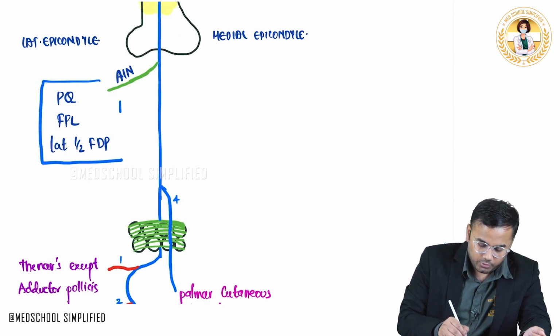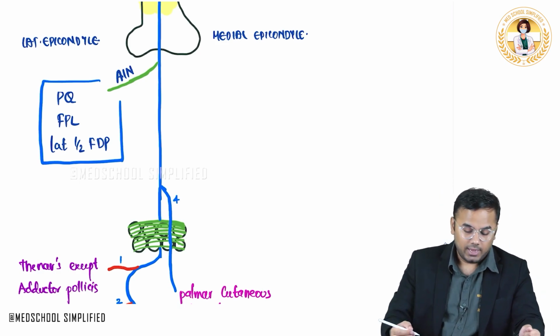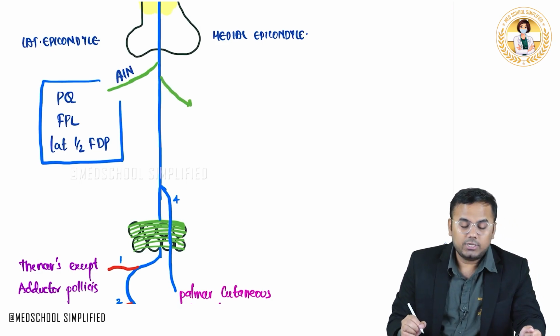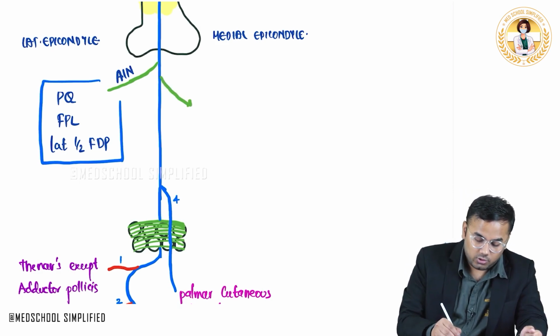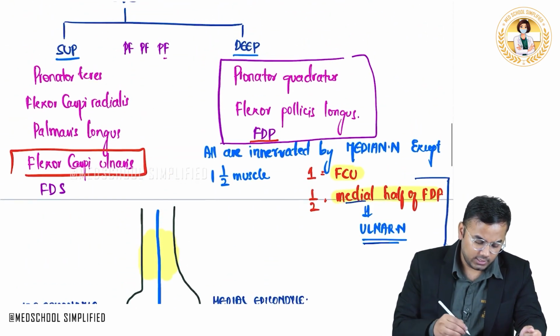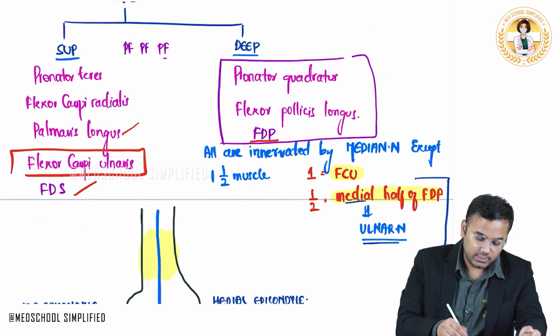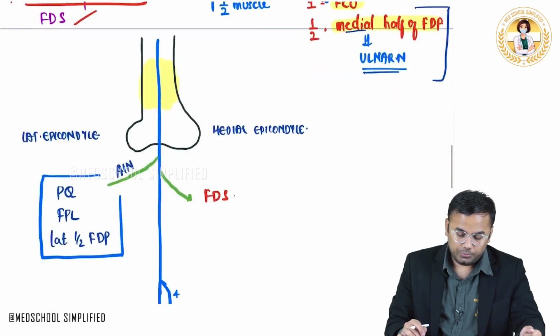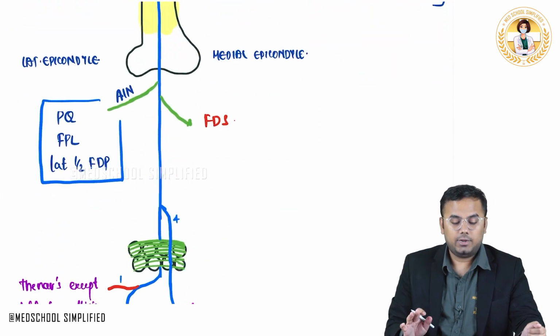Okay, these are the three important things I want you to remember. Apart from this, just remember another branch also. What is that another branch? It also gives innervation to another branch called flexor digitorum superficialis. Obviously flexor digitorum superficialis and all the remaining ones are innervated by the median nerve only. So purely FDS is innervated by the median nerve.